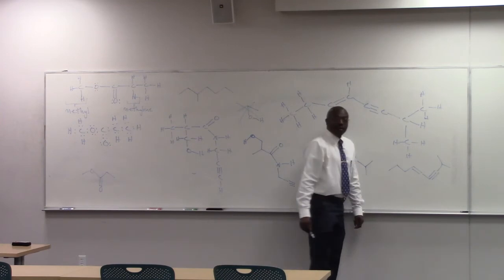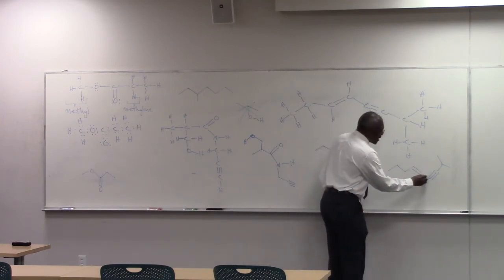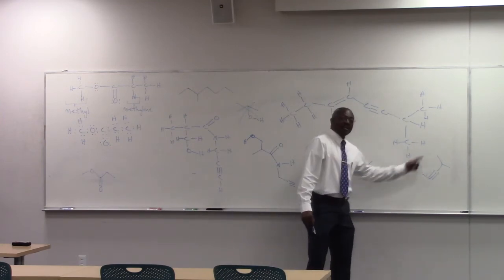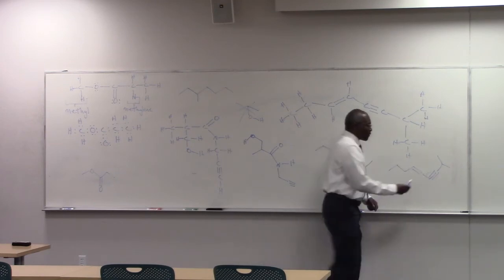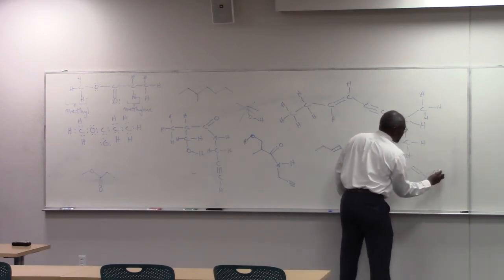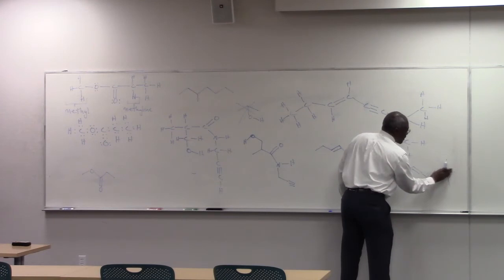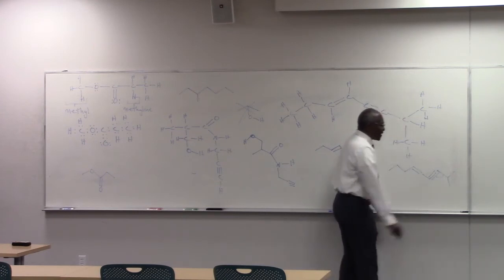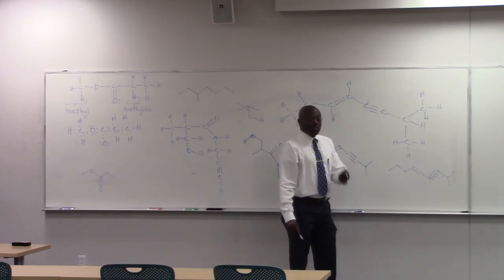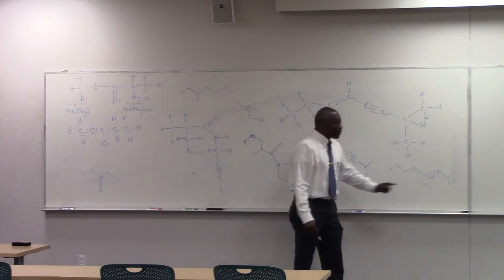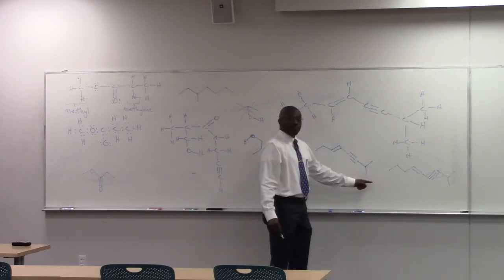Right? That would be wrong, because that tells me this bond angle is something other than 180 degrees. Or God forbid, draw something like this. Right? Because that bond angle is something other than 180 degrees. So when it's sp hybridized, you must draw it as if it's linear.